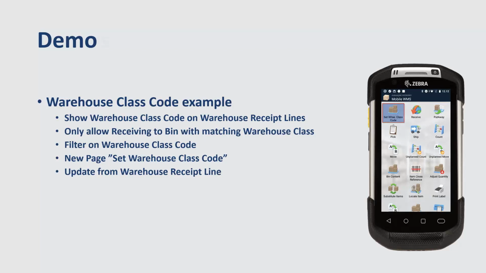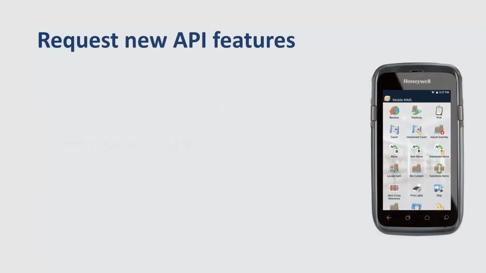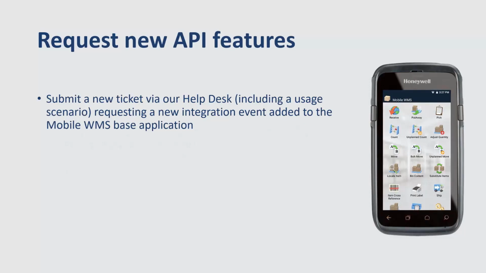The Q&A, I know the team has been answering. The last thing I want to mention is that if you require a feature or integration event that is not listed in our released or planned features, then please add a new ticket through our help desk, including a usage scenario, requesting a new integration event added to the mobile WMS base application. We'll then evaluate the request and get back to you if this is something that is already achievable or something we will implement support for in a future version. Yeah, and we can promise we'll be faster than Microsoft on adding these events. We are lean and mean, an agile machine.